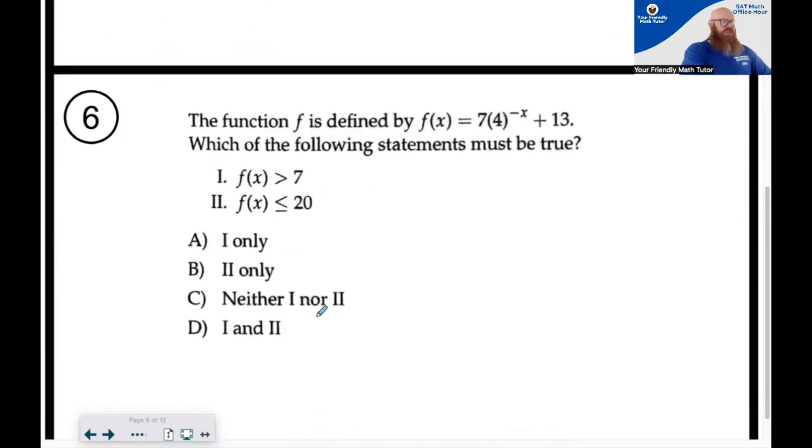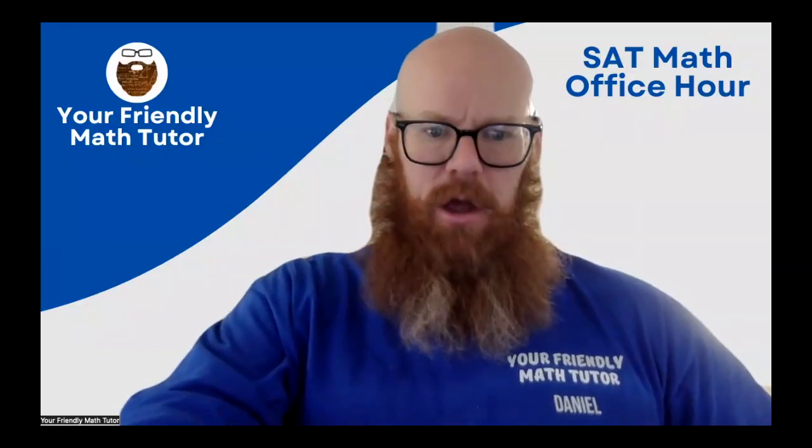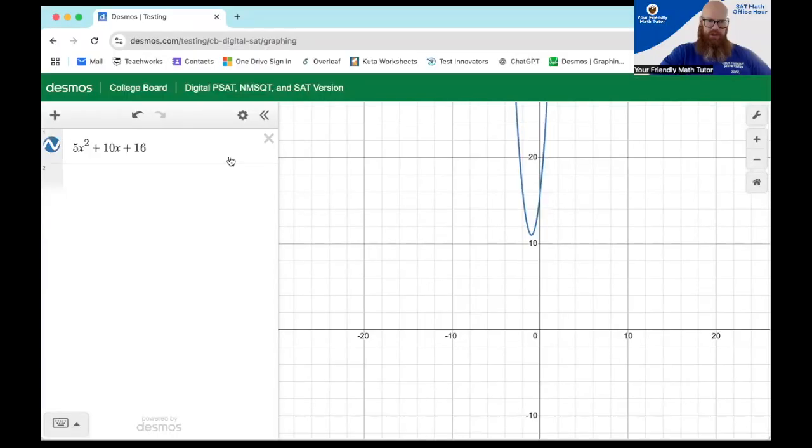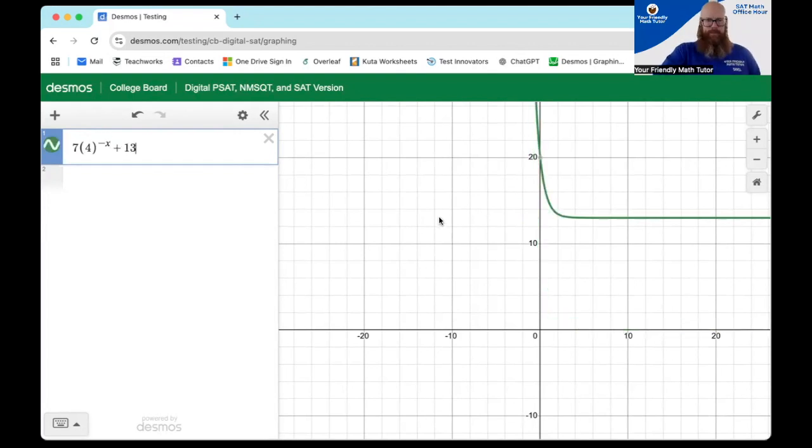Okay. So now we get into a little bit higher level problems, I guess, some of these. We want to know which of the following must be true. So what I'm going to do is I'm just going to graph this, and then we'll answer a question based on that graph. So we jump back to Desmos here, and I'm going to just put it in as 7 times 4 to the negative x plus 13.